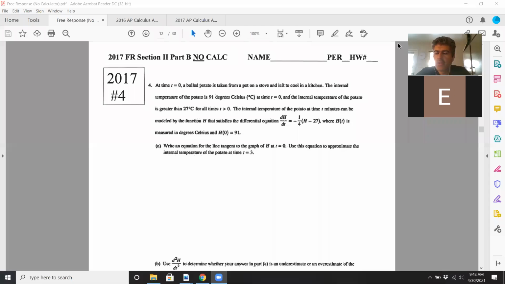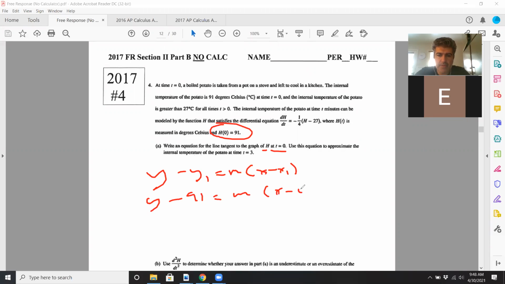So, resuming the recording, we'll look at 2017 number 4 from free response. We have to write the line tangent to h at t equals 0. Remember, a line is just y minus y1 equals m times x minus x1. At t equals 0 for h, they give you the condition here, so y minus 91 equals m times x minus 0. The slope is going to be your derivative, which is given right here, in terms of h. So you're not going to plug in 0 for t, but when t is 0, the h value is 91.